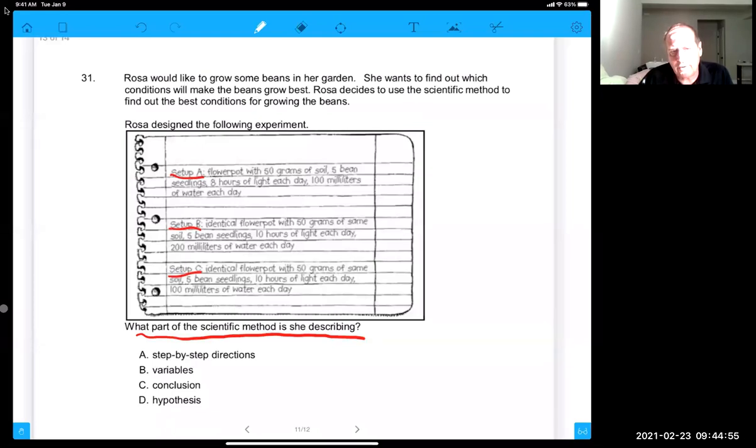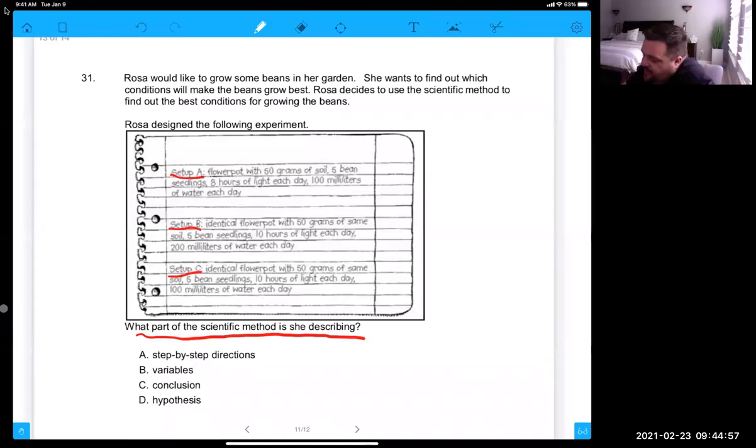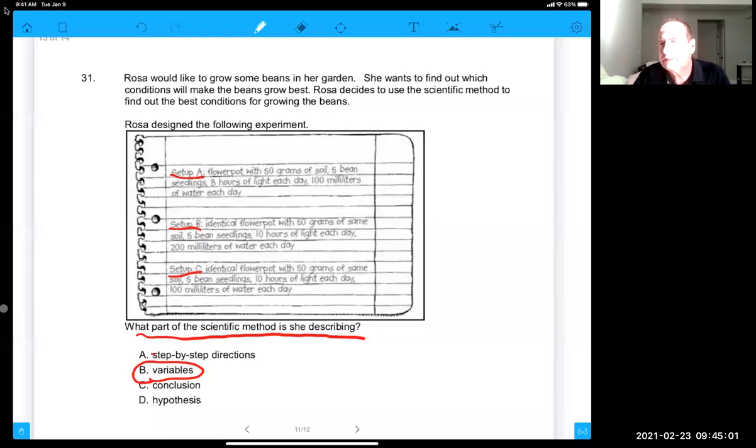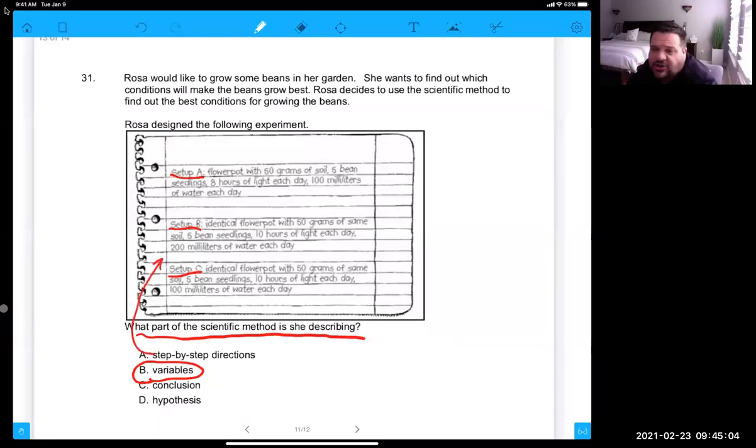So she has different variables going in there. So it's got to be variables, right? Yeah, you have different variables because she did it 3 different ways. Don't get confused and think this is step-by-step instructions, because she set up the experiment 1, 2, 3 different ways. And she changed the things that she did in the experiment. So she changed the variables.